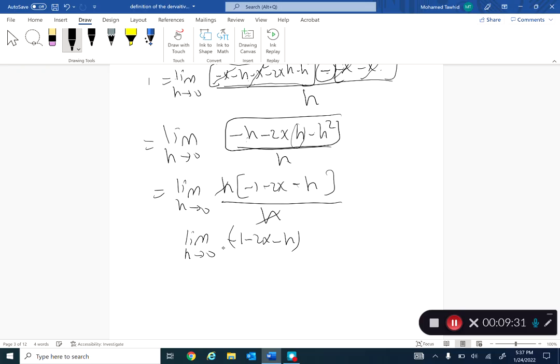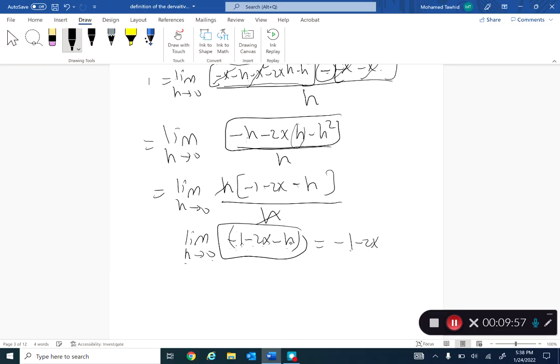So how to take the limit? X here is a real number, a constant. Negative 1 is a constant, and h is close to 0. So h close to 0 means in the whole term, just replace h by 0. So you have negative 1. The limit of any constant should be the same constant. Negative 2x, what is x? It is a number, so it will also be a constant. I should write it.